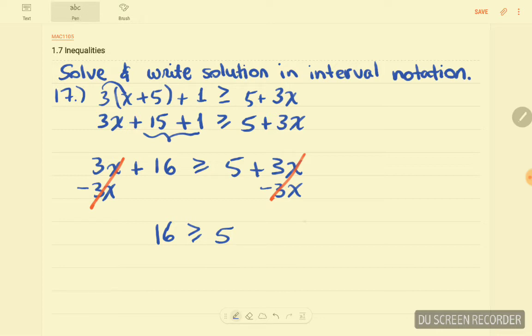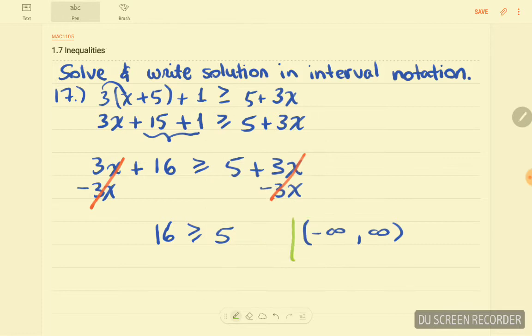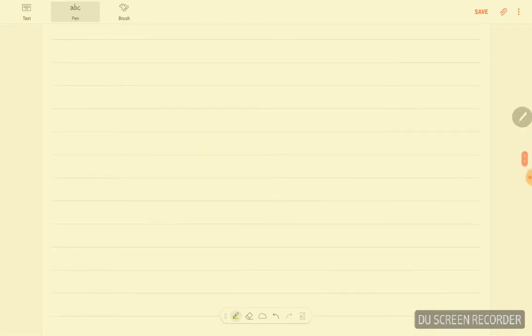So in interval notation, that looks like this. And that's our final answer. Okay, so those are all the values of x that would make our inequality true. So we'll go on and do another one.